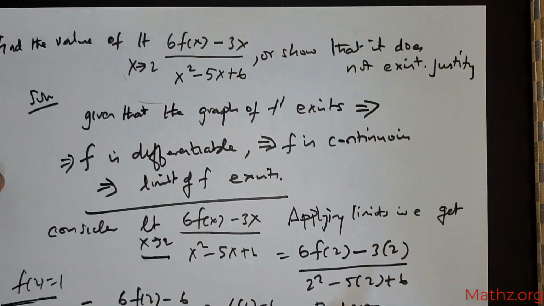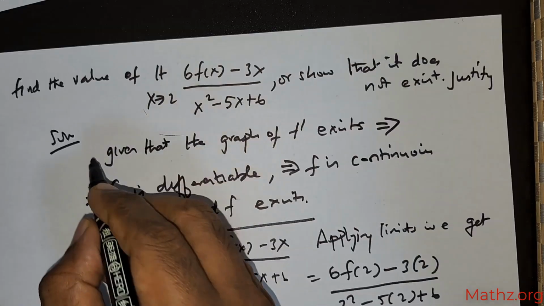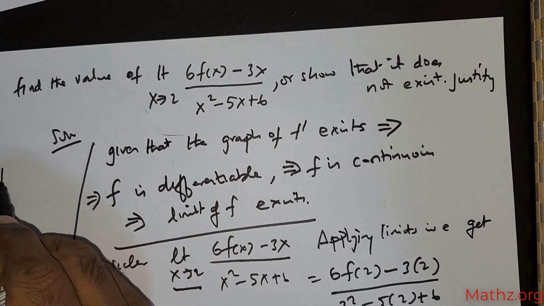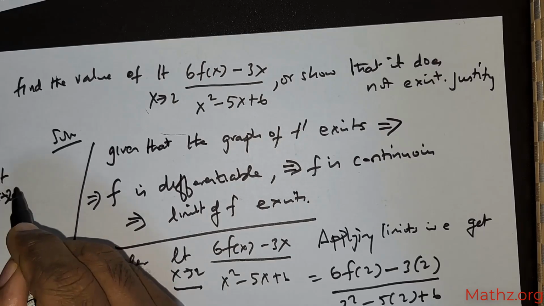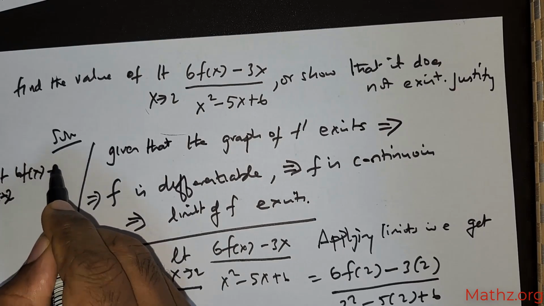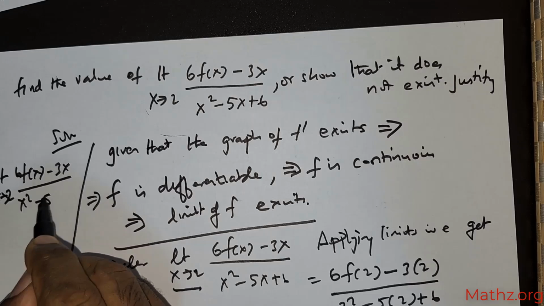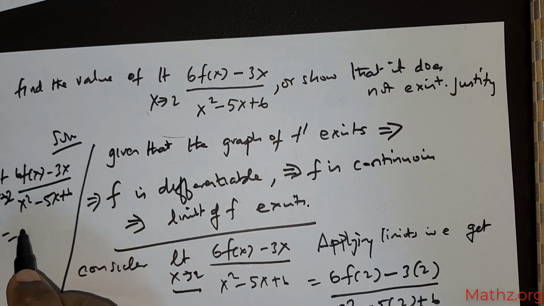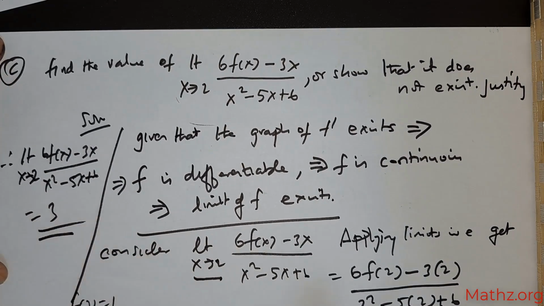So that is the value of this limit. You can simply state that. Therefore, the limit as x approaches 2 of [6 f(x) − 3x] divided by [x² − 5x + 6] exists, and the value is 3. So that is the solution for this question.